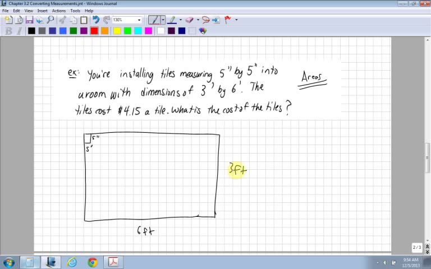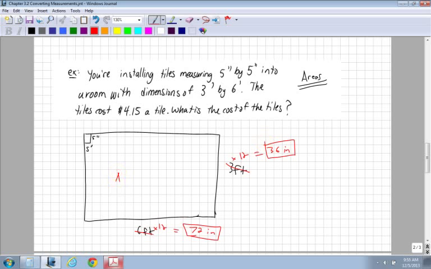So how do I convert feet to inches? This time we don't really need to look on your sheet. You should know that there's 12 inches in each foot. So I multiply by 12. I get 36. And that's now in inches. I multiply by 12. I get 72. And that is now in inches. So I have my form of measurement in inches.